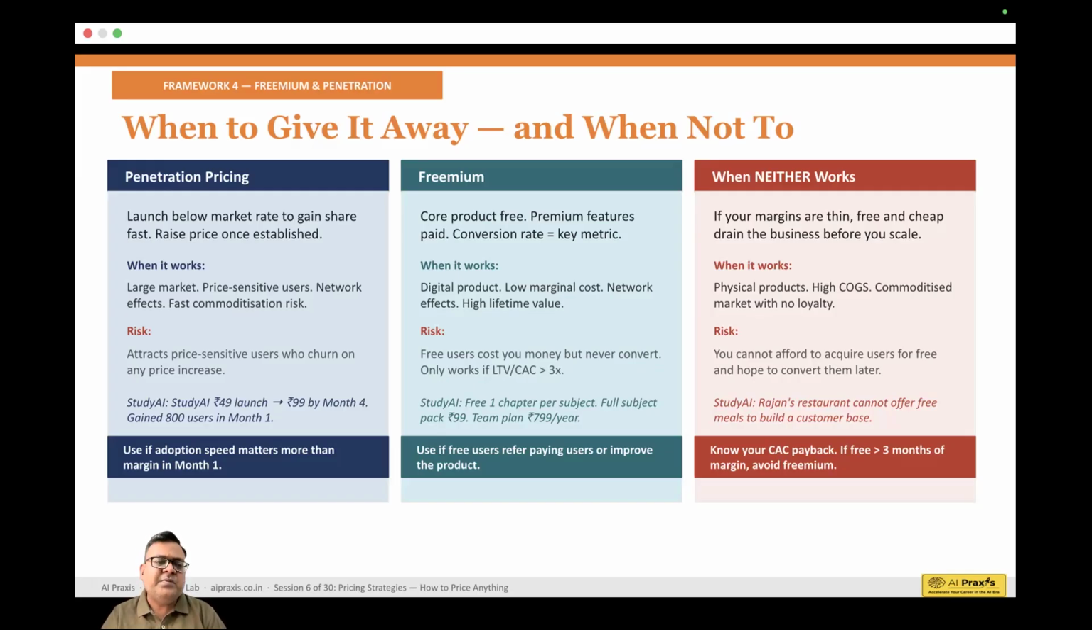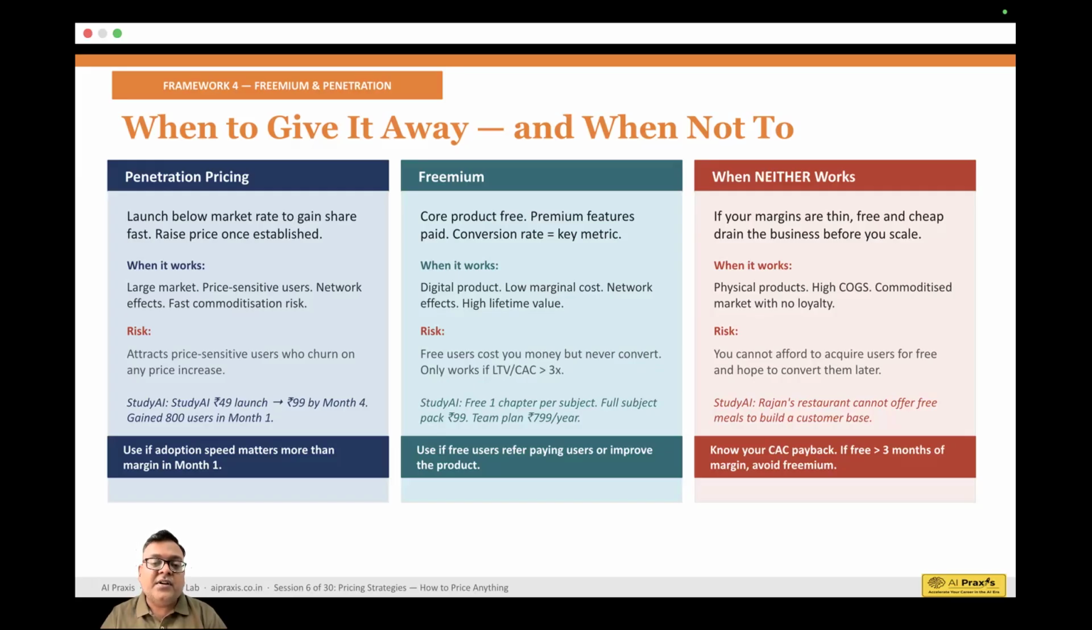That's another risk. I mean, people can copy it very easily, or other competitors can come. The risk here is it attracts price sensitive users who churn, who leave once you increase the price. So Study AI's launch could be 49 rupees, and then slowly by month 4, you can increase the price to 99. By doing that, in month 1, because of 49, maybe 800 users you actually gained. So use it if adoption speed matters more than the margin in month 1.